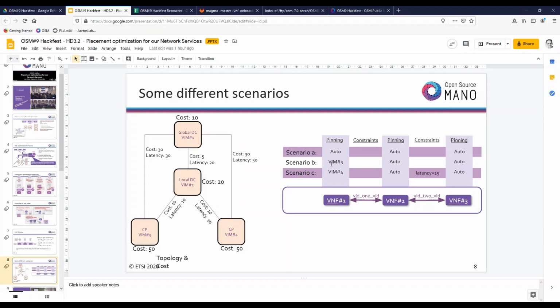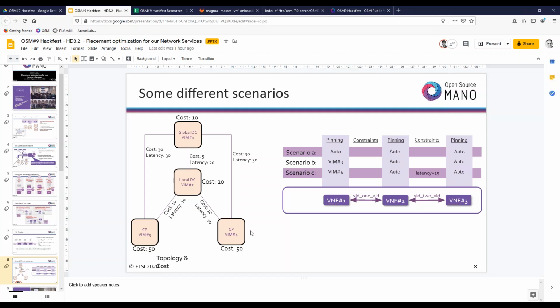So let's assume we have a scenario B where we need to put the first VNF in VIM 3 over here. But the other ones we can freely place. It would be possible to co-locate all of them in this data center, but the cost is a bit high. So we can see that if we move things here, for instance, the total cost of the transport plus the cost of actually running it in this data center is lower, which means that we can place the second VNF over here in this local data center. And then when we come to the third VNF, well, that could also be here, but it is actually cheaper to take the transport cost and the cost of running in this data center. So for scenario B, we will distribute from the global data center to the local data center to CP number 3.